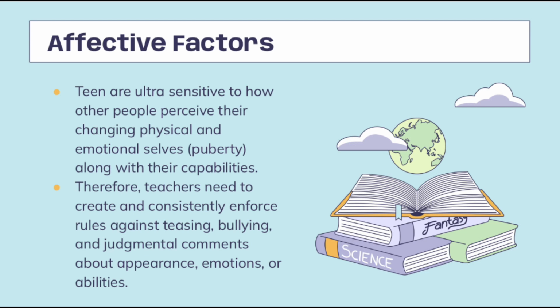Affective factors. Teens are ultra-sensitive to how other people perceive their changing physical and emotional self, puberty, along with their capabilities. Teenagers are highly sensitive to how others see them, especially during puberty when their physical appearance and emotions are changing rapidly. They also become more aware of their abilities and often compare themselves to others, which can strongly influence their confidence and self-esteem. Therefore, teachers need to create and consistently enforce rules against teasing, bullying, and judgmental comments about appearance, emotion, or abilities.